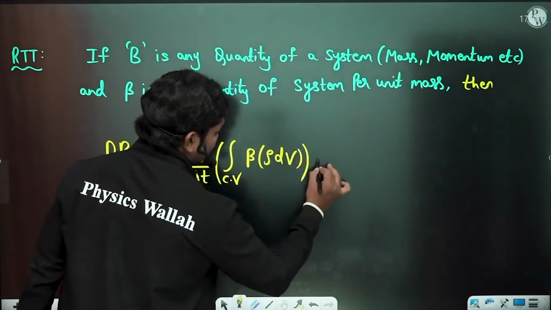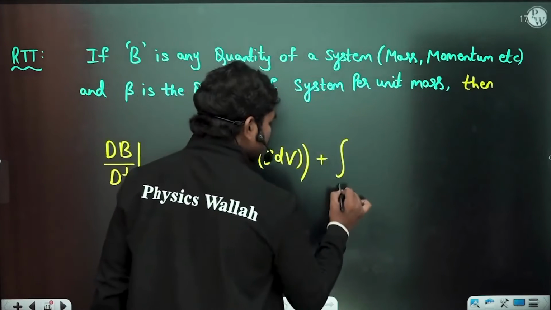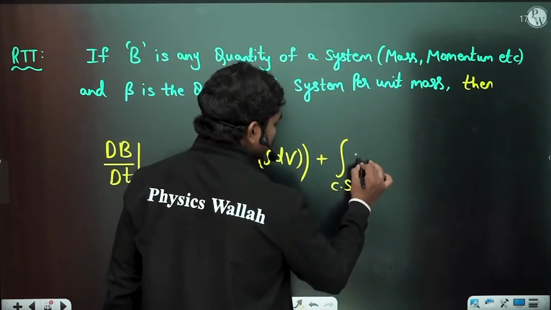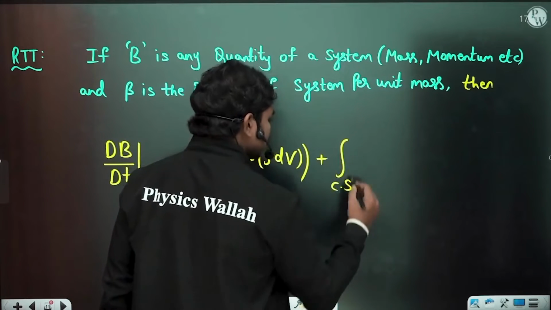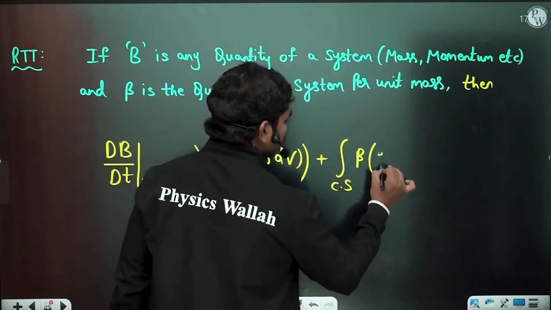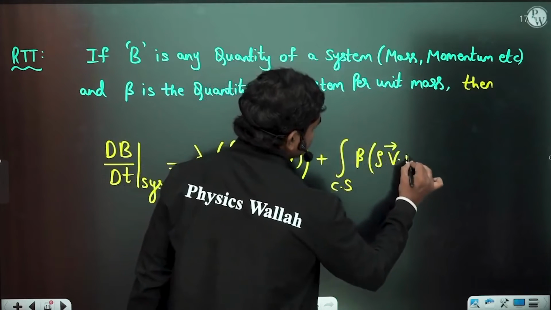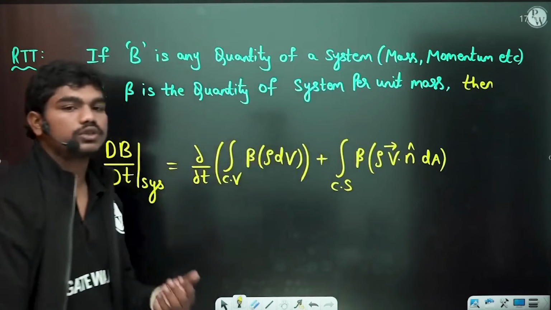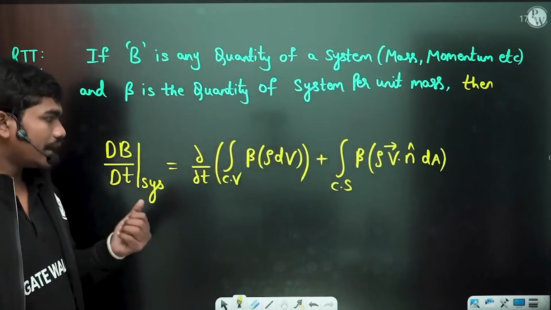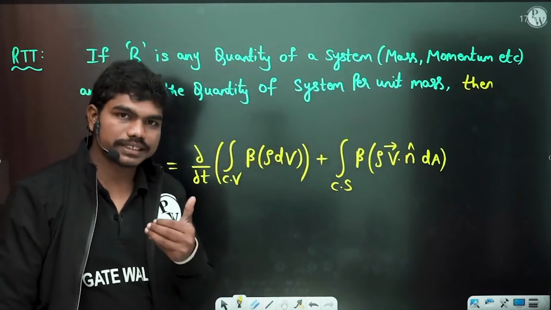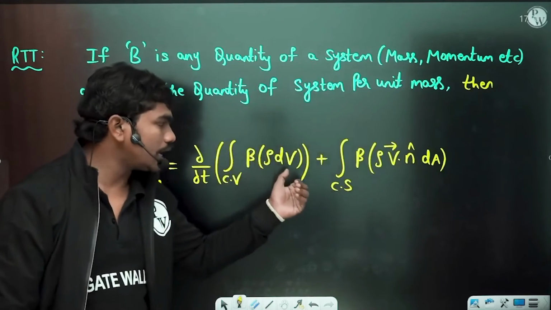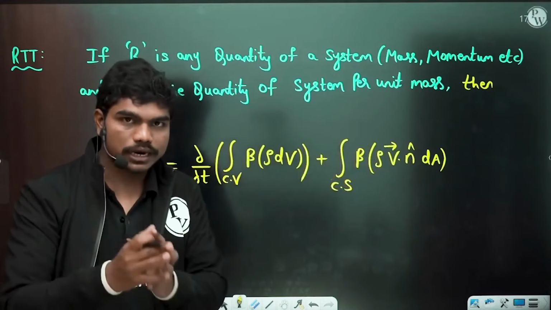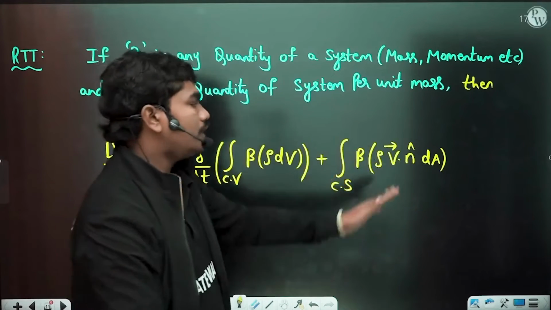This is the volume change plus the integral over the control surface of beta times rho V bar dot n cap dA, over the total control surface. So this is the equation, and here in this case we assumed that the control volume is at one particular location. The control volume is not moving, so that's why we have written the velocity vector.